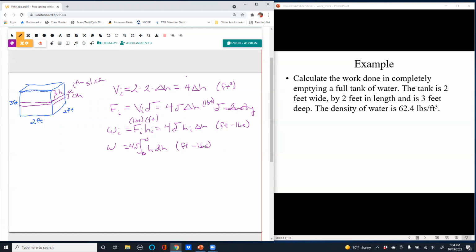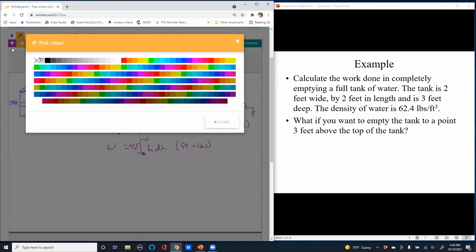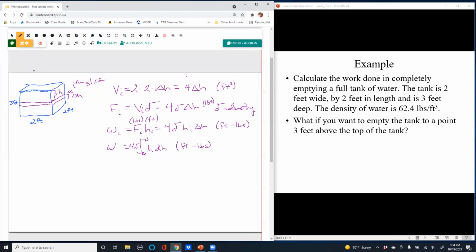Okay, let's look at 2 different variations to see what would actually change and what doesn't in our integral. So this is a new problem. Same tank, same situation, but now we want to empty to a point 3 feet above the top of the tank. All right, let's change colors. Keep track of all this stuff. So now we want to go and get it out all the way up here to a point that is 3 feet above the top of the tank. All right, and let's go through the steps and see what would change and what doesn't.